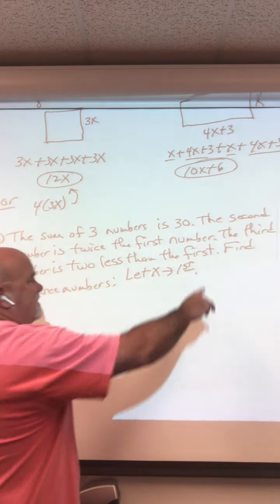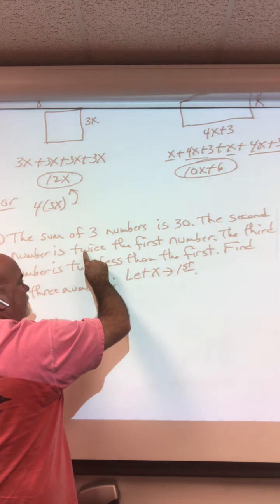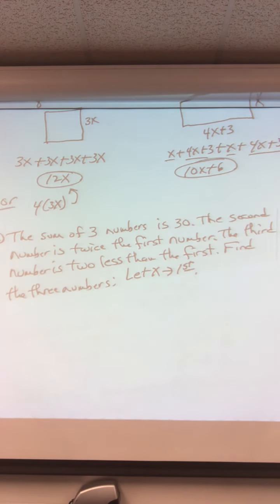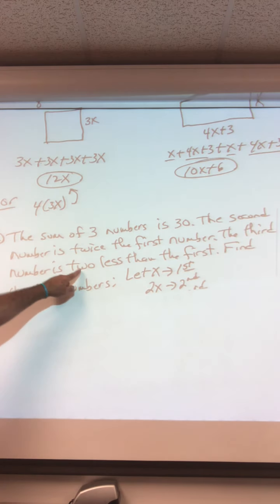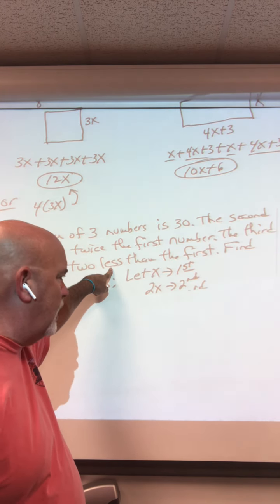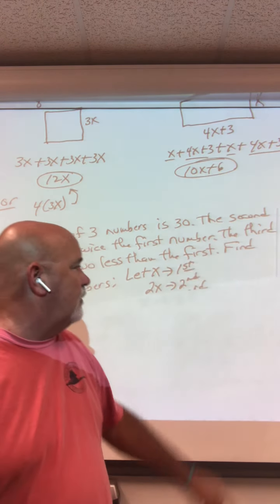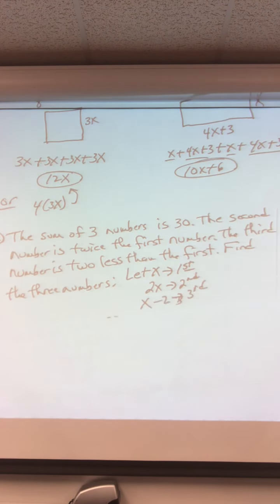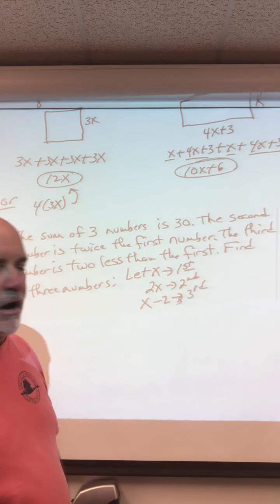Now, what does it say about the second number? It said the second number is twice as big. So if the first number is x, what would the second number be if that's twice as big? It would be 2x. Then what did it say about the third number? It said the third number is 2 less, 2 fewer, 2 subtracted from the first number. So if the first number is x, 2 less than that would be x minus 2. Yes, it has to be x minus 2 because it's 2 less than. The word less means subtracted from.